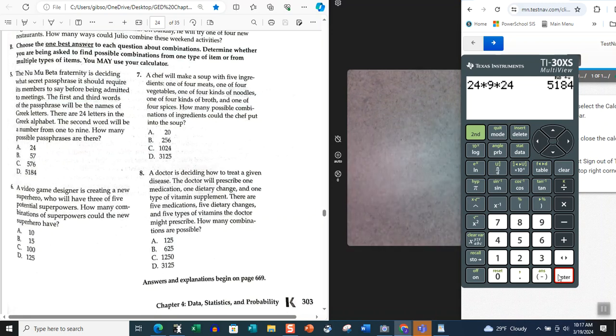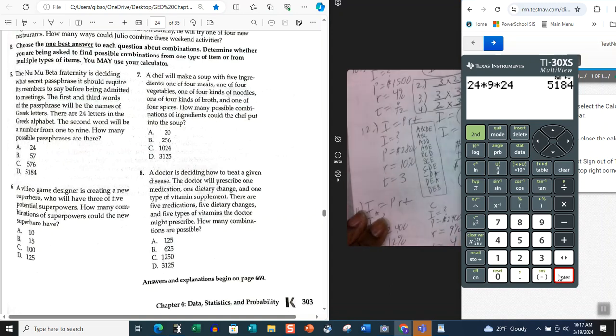It says, a video game designer is creating a new superhero who will have 3 of 5 potential superpowers. How many combinations of superpowers could the new superhero have? Now, this is more so what we did in the first part of lesson 8. And what I'm going to do, I'm going to use A through E. So it's only going to have 5 powers here.